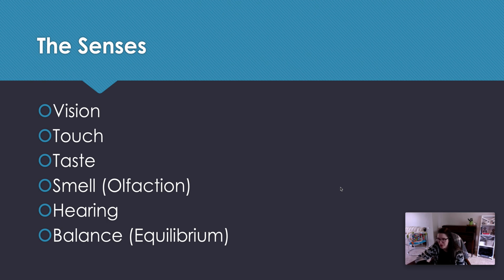So we should be familiar with what the senses are: vision, touch, taste. Taste is also called gustation. Smell, which is olfaction. And then hearing, I've combined, I know I've added balance. That's not technically one of your senses that you talk about. But balance occurs in the ear. And so when we go to talk about hearing, I think it's important that we distinguish between the features of the ear that focus on hearing versus those that focus on equilibrium.